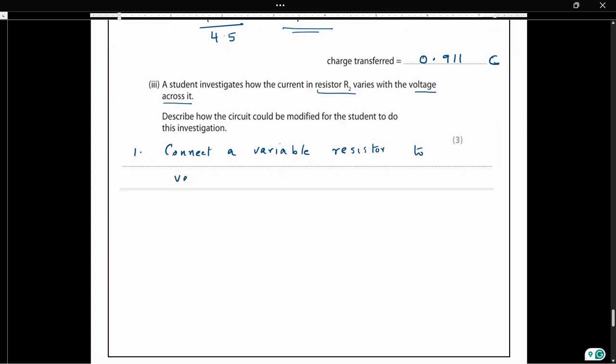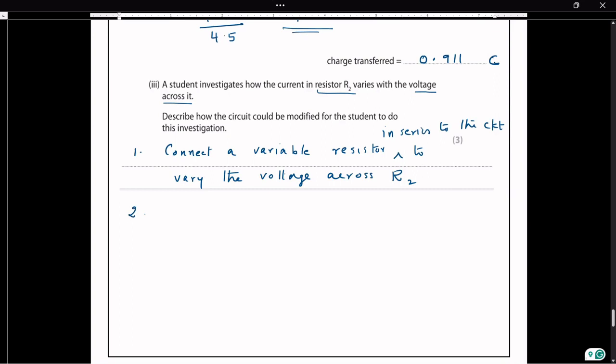To vary the voltage across resistor R2, connect a variable resistor in series to the circuit to vary the voltage across R2.